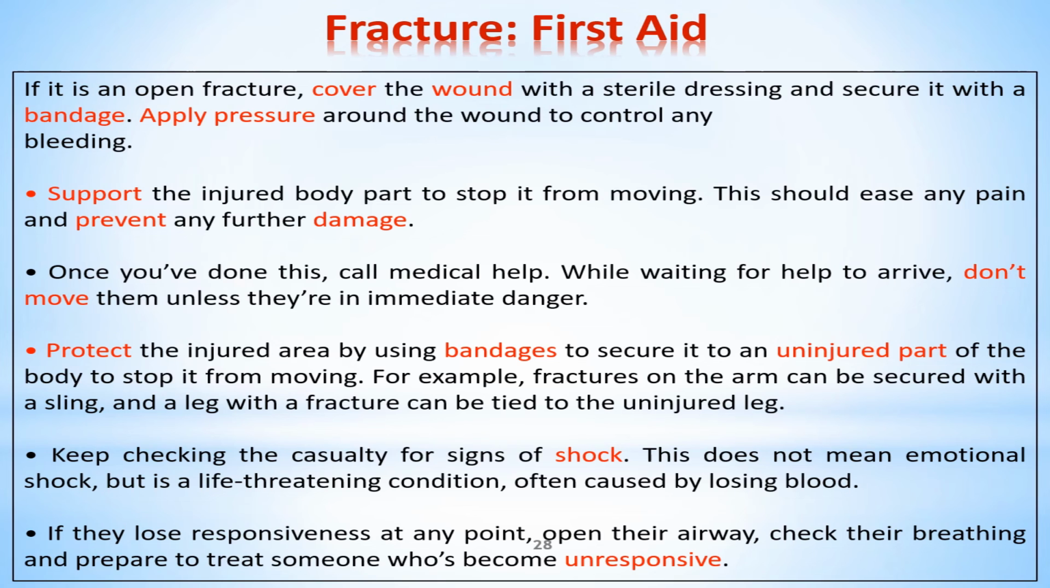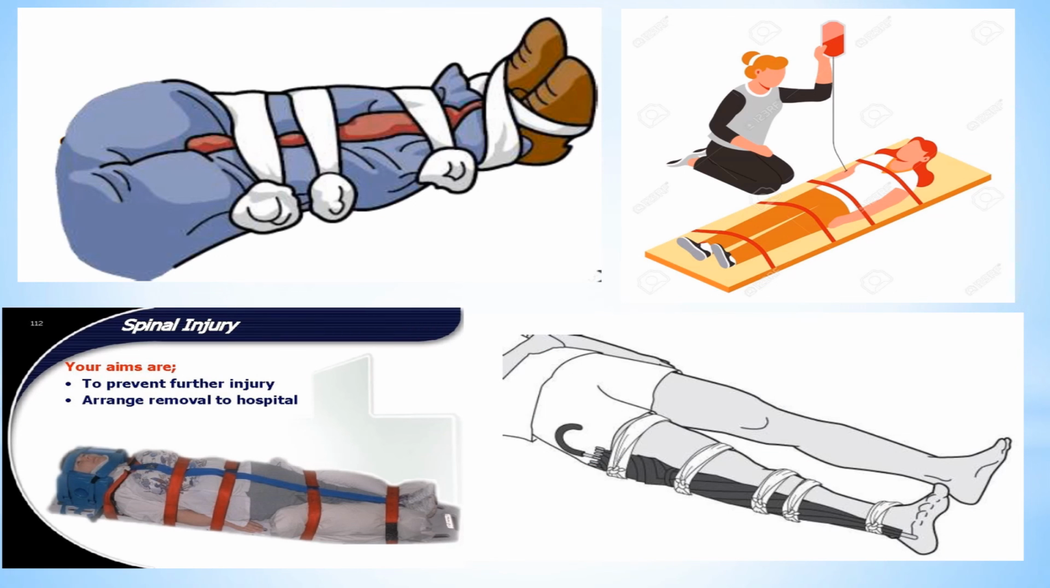C. Protect the injured area by using bandages to secure it to an uninjured part of the body to stop it from moving. For example, fractures on the arm can be secured with a sling, and a leg with a fracture can be tied to the uninjured leg. D. Keep checking the casualty for signs of shock. This does not mean emotional shock, but is a life-threatening condition, often caused by losing blood. E. If they lose responsiveness at any point, open their airway, check their breathing and prepare to treat someone who's become unresponsive.